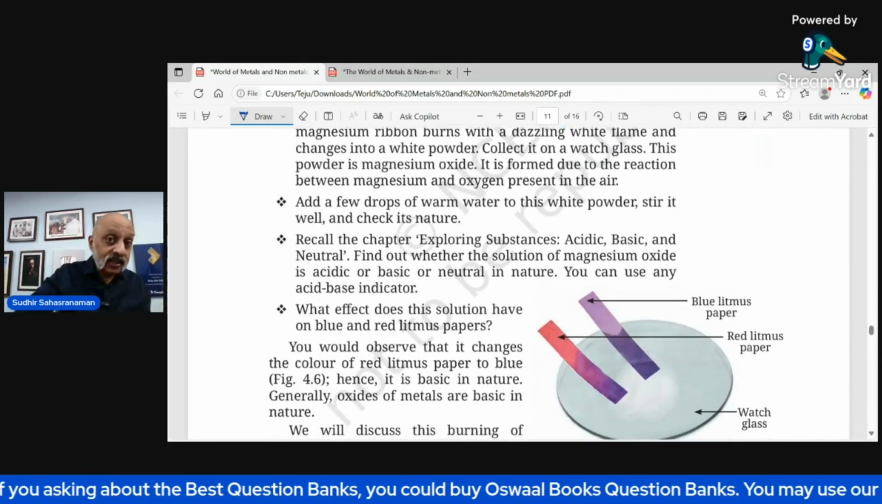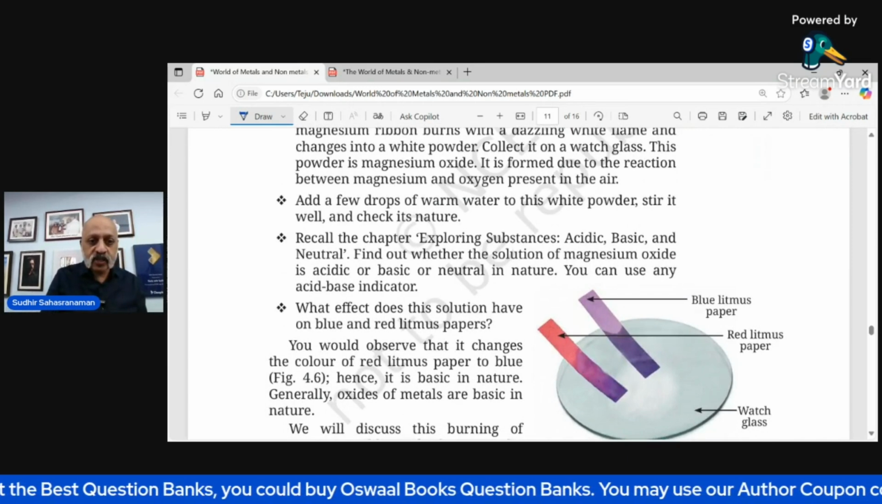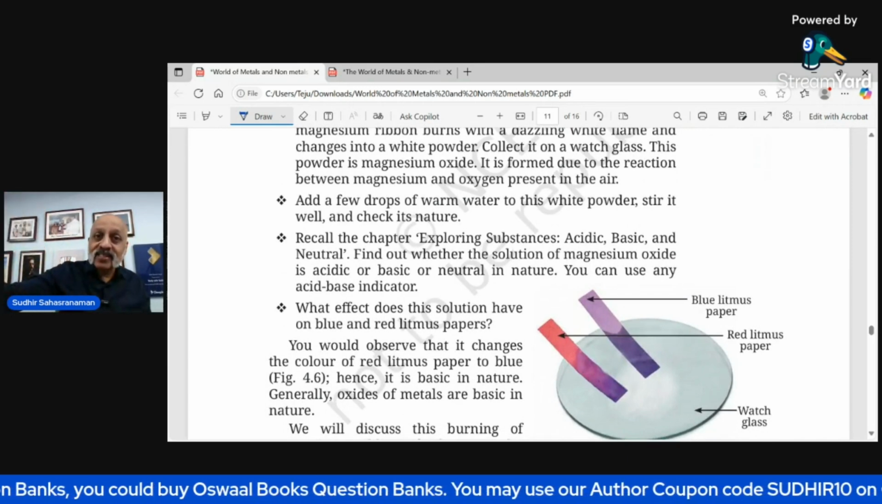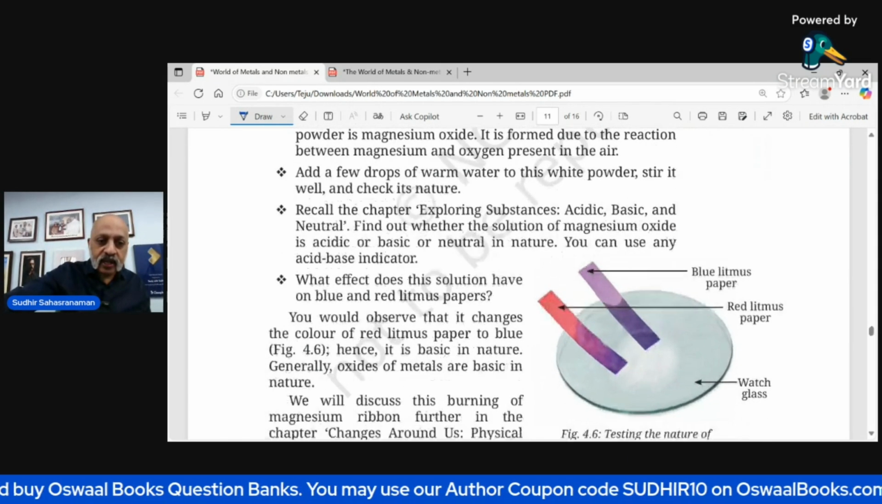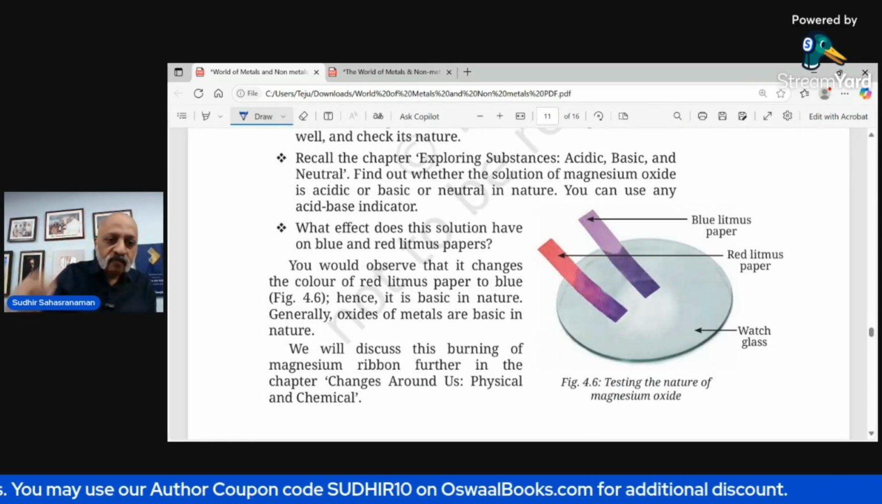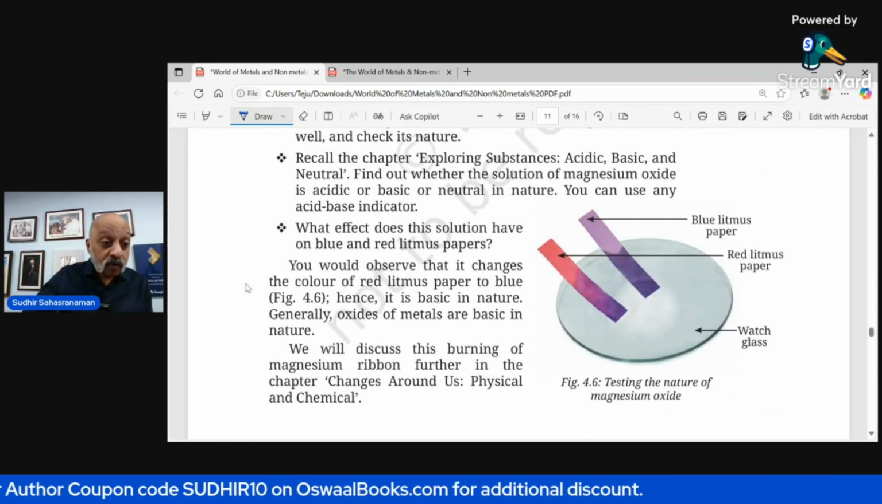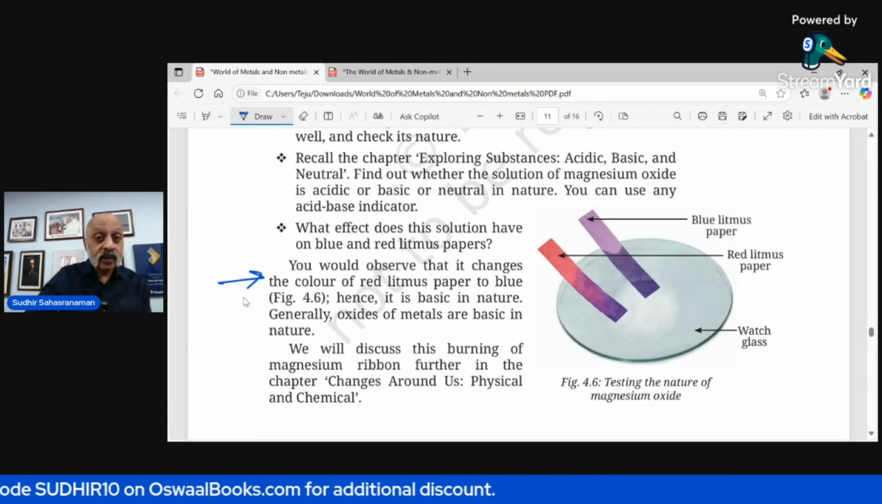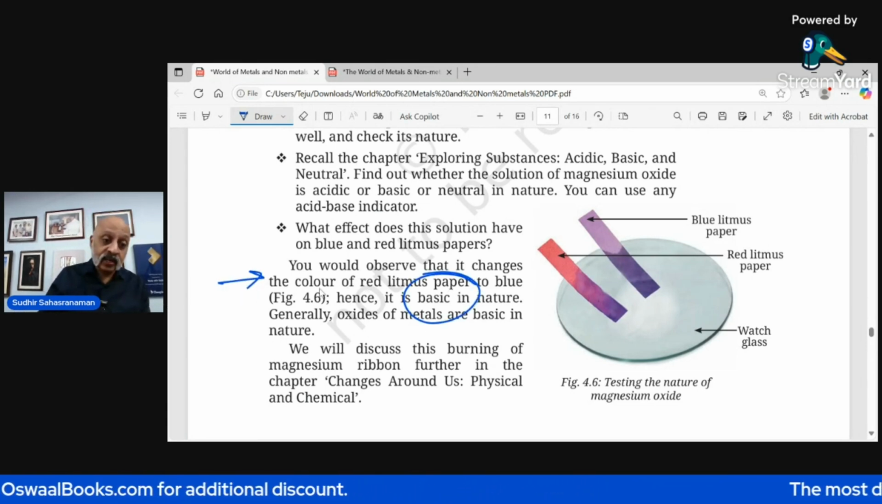As you have seen in the second chapter on exploring substances, we will see whether it is acidic or basic or neutral in nature. So what do we use? Red litmus or blue litmus paper. We see that it changes the color of red litmus paper to blue. Therefore, it shows that it is basic in nature, right?